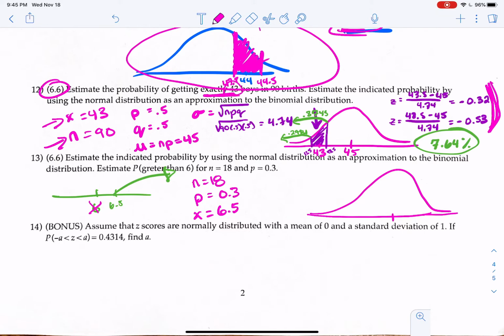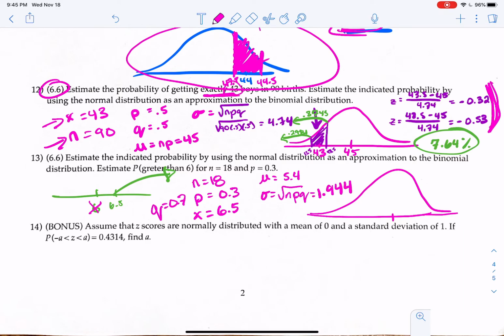And then we need to know the average and the standard deviation. I think maybe that's all that we need. Oh, I guess we need q too. Q is 0.7. All right, so the average is n times p, 18 times 0.3, 5.4. Okay, then standard deviation, I do the square root of npq. So 5.4 times 0.7, and then I want the square root of that. And that is 1.94, let's say. We'll go 3 decimal places, 1.944.